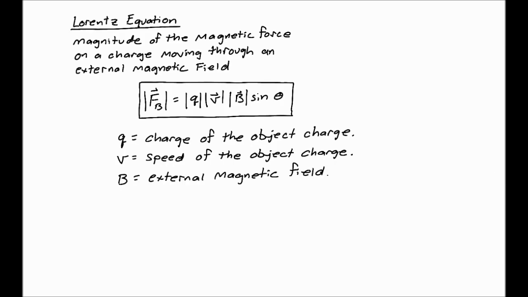And I keep saying external because it's made by other charges, not the object charge. And then the angle theta is the angle between V and B, between the direction of the moving charge and the direction of the magnetic field. As an example of how the angle affects the magnitude of the force, let me show you this picture.